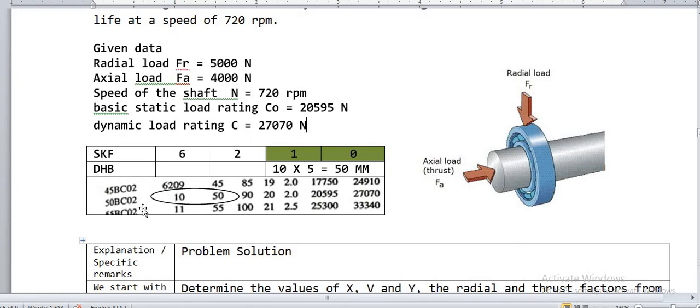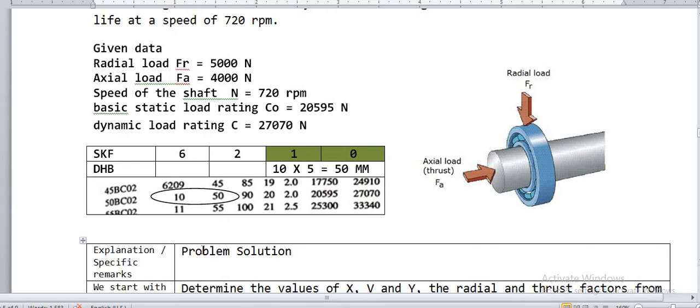I have cropped and pasted part of the series. So this is the 62 series, and in 6210, the 10 means 10 into 5, that is 50. Similarly, 09 into 5 becomes 45, and 11 into 5 is 55. So for the SKF 62 or 63 series, whatever it may be, the last two digits multiplied by 5 give the diameter of the shaft.